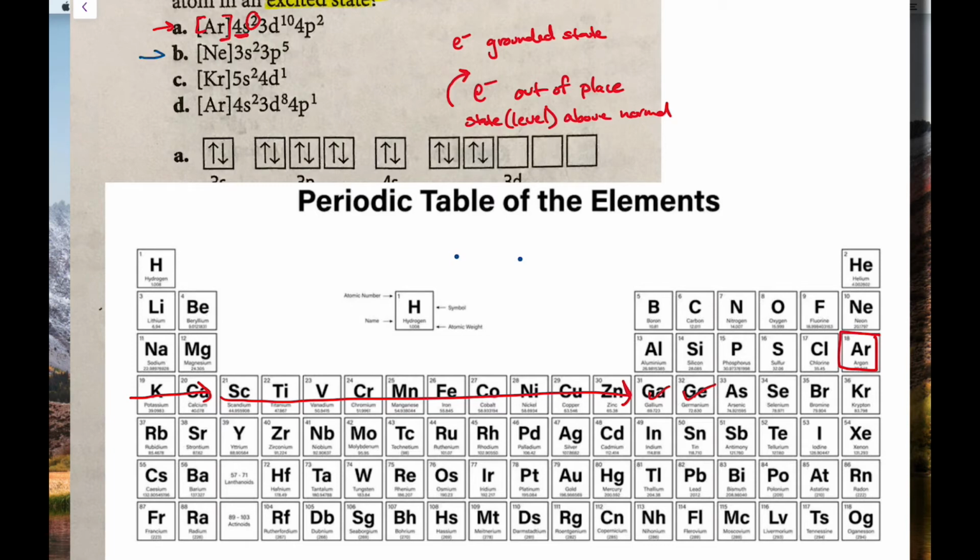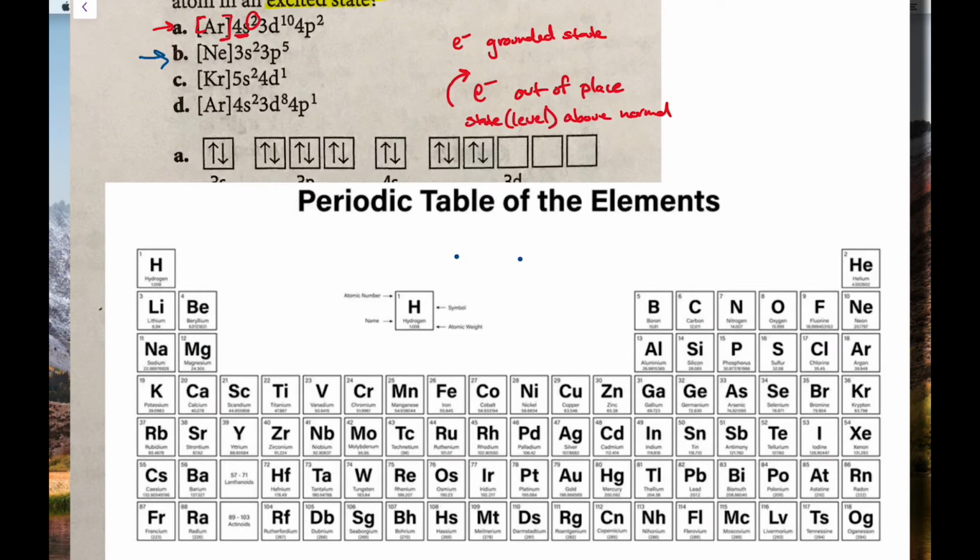I have now neon. Where's neon? Right there. Neon in blue. And then I have 3s2. Nothing out of place there. And then 3p5 ending there. That seems to be okay. And then, okay, let's go to the next one.